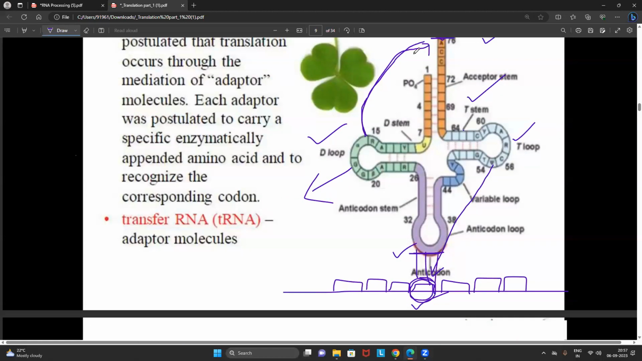We will discuss it in tomorrow's class. Is it clear, everyone? Till here? Please revise it once again without fail.